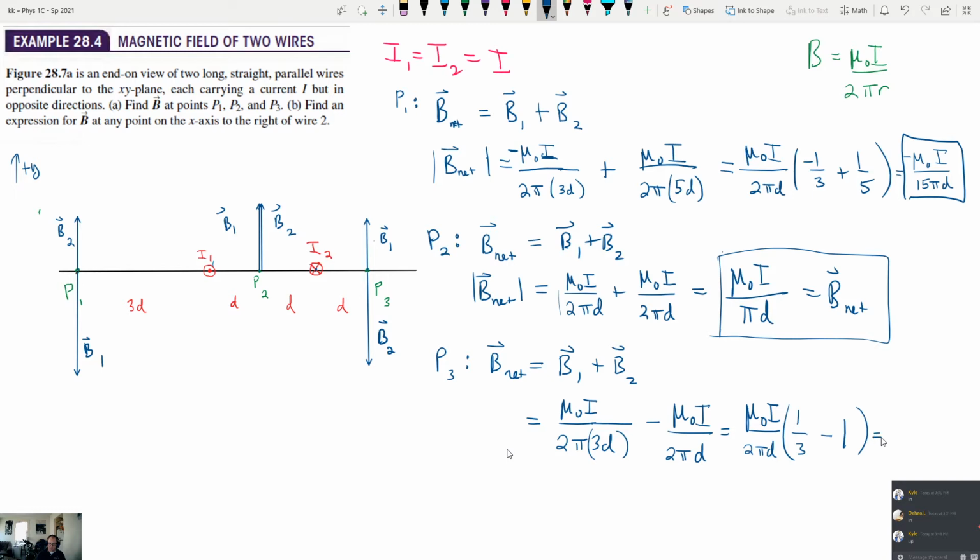Mu naught I, 1/3 minus 1 is negative 2/3, so we just get negative mu naught I over 3 pi d, right? There we go. That's the magnetic field at each of those points.